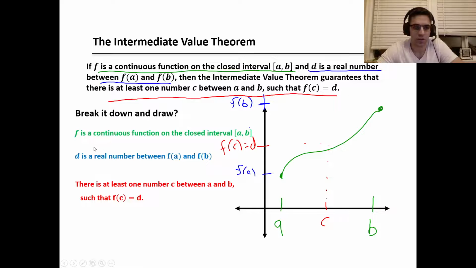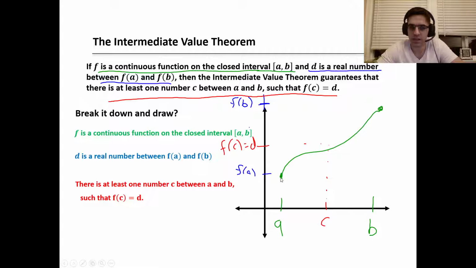So the second part, d is a real number between f of a and f of b. If I have f of a here and f of b up here, somewhere between f of a and f of b, there's some value of d. And the third part, there's at least one number c between a and b such that we can find f of that c, and it'll equal d, this value here. And that is the formal way.